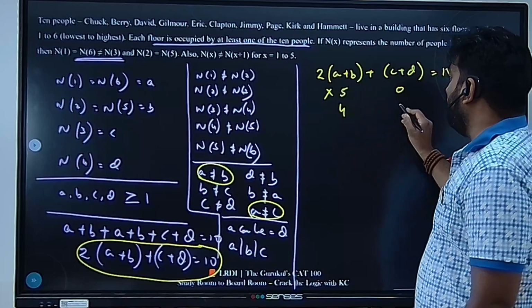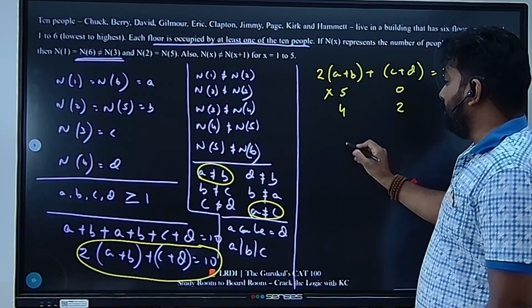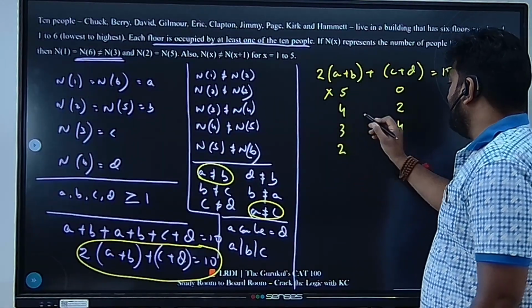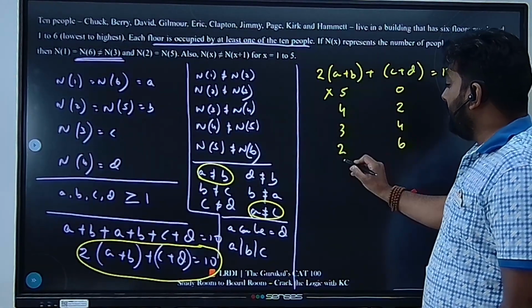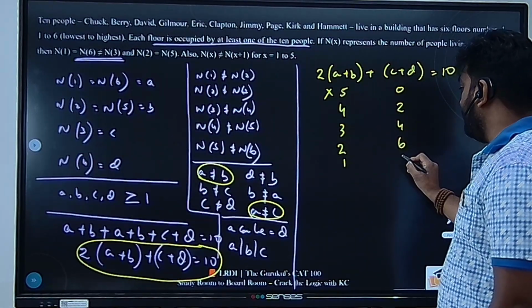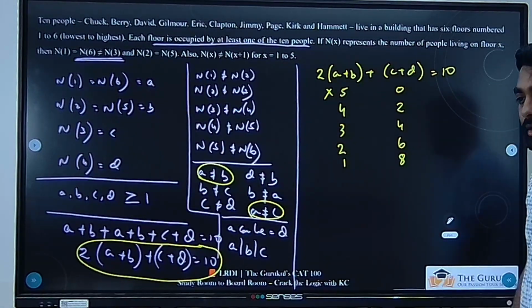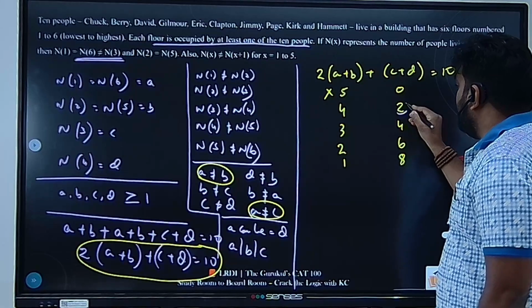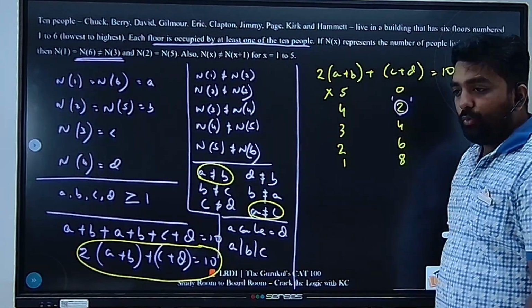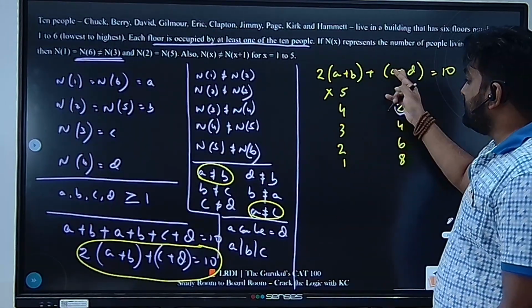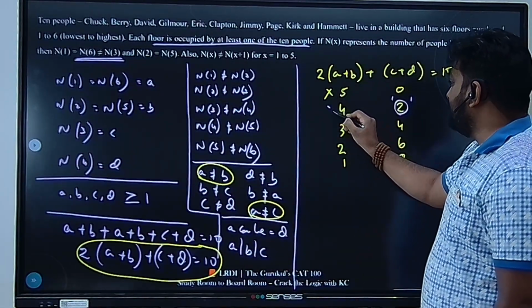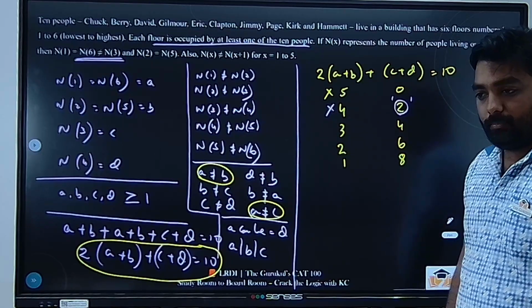I can have 4 into 2, 8 and 2 possible. I can have 3 into 2, 6 and 4. I can have 2 into 2, 4 and 6. I can have 1 into 2, 2 and we can have 8 over here. These are the different possibilities we are talking about. In this, if you look at the second one, this 2 means both of them should have 1 and 1. They clearly gave us C and D are not equal. We know A, B, C are distinct numbers, which means this is also not possible.